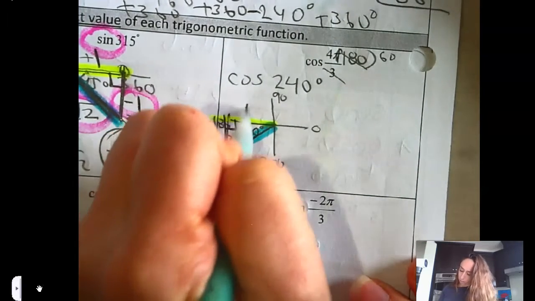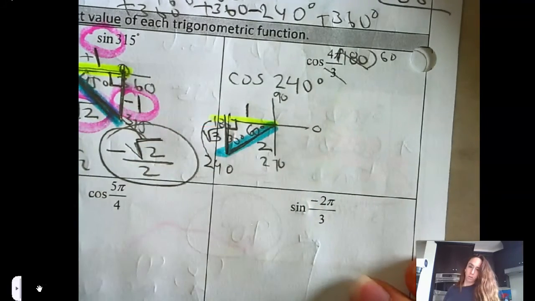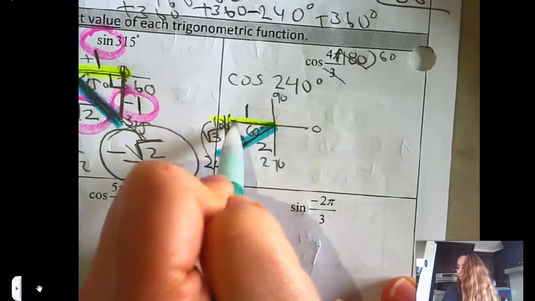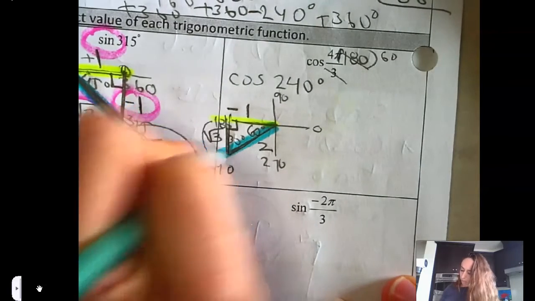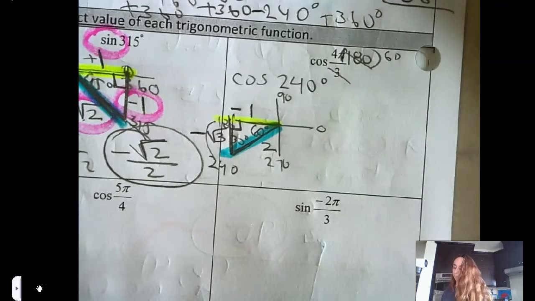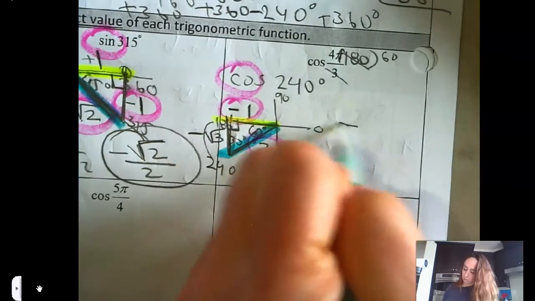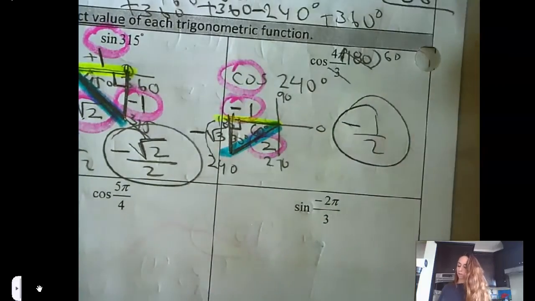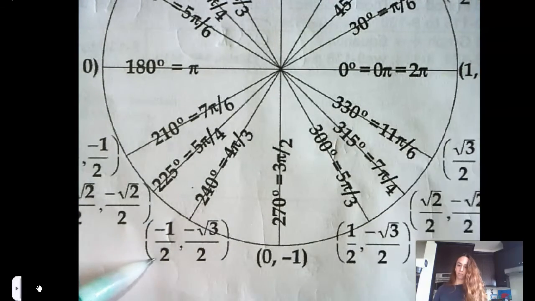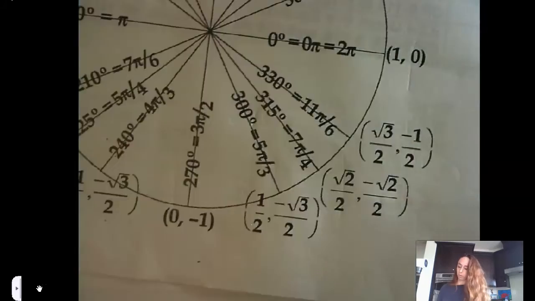What's across from my 30? 1. What's across from my 60? Rad 3. What's my hypotenuse? 2. When I go to the left, negative. When I go down, negative, and then my hypotenuse. Cosine is adjacent over hypotenuse. Negative 1/2 is my answer. Let's check. Cosine of 240, negative 1/2, because cosine comes first. If I asked for the sine of it, it would be negative rad 3 over 2.